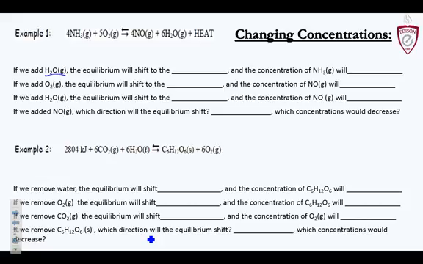Right, there's the H2O gas, and there it is, and we're adding more of it. So I'm going to go like this. The rule is we shift away from what we add, so I'm going to shift to the left. You could say either left, or reactants, or draw an arrow.